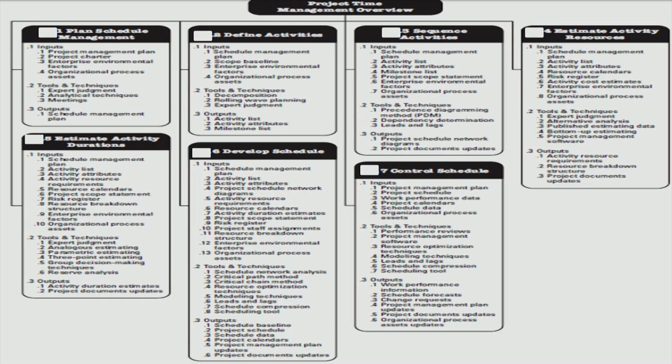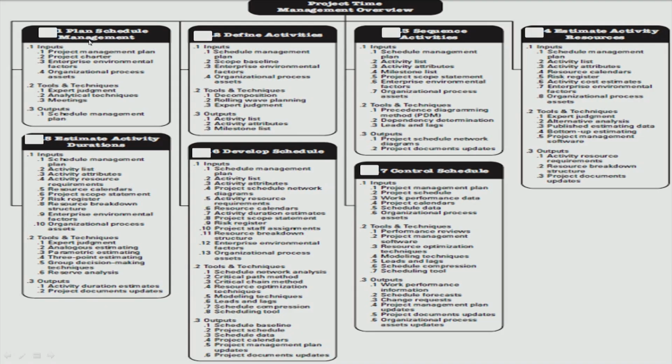As I said, it is ITTO. So, I stands for input, TT is for tools and techniques, O is for output, right. So, to prepare schedule management plan, you need to use these tools and techniques. For example, expert judgment, you can use analytic techniques, you can use meetings, right. So, if you use these tools and techniques, you will get at the end of the day output, right.